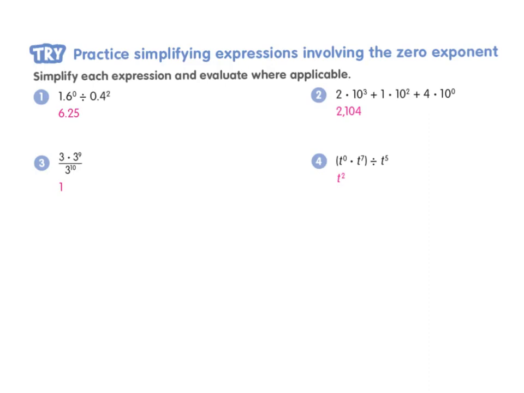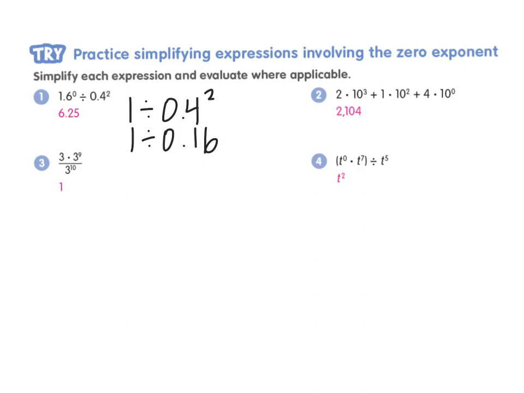The first one, we have 1.6 to the power of 0 divided by 0.4 squared. Remember, anything to the power of 0 is 1. So really this problem is 1 divided by 0.4 squared. Let's evaluate 0.4 squared. 0.4 times 0.4, that should be 0.16. And then in your calculator, type in 1 divided by 0.16, and you will get 6.25.